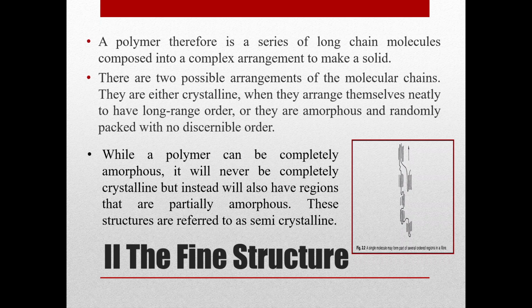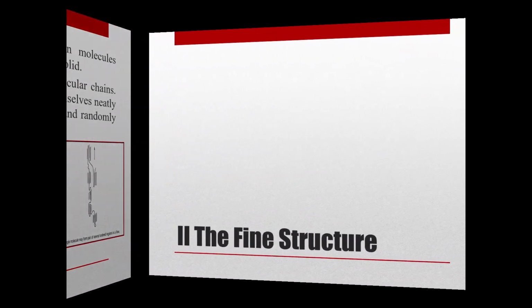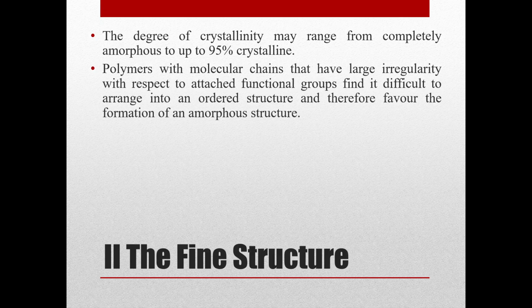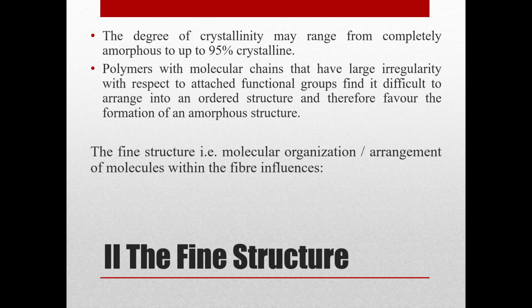While a polymer can be completely amorphous, it will never be completely crystalline, but instead will also have regions that are partially amorphous. These structures are therefore referred to as semi-crystalline. So, the degree of crystallinity may range from completely amorphous to up to 95% crystalline. Polymers with molecular chains that have a large irregularity with respect to attached functional groups find it difficult to arrange into an orderly fashion and therefore favor the formation of an amorphous structure.